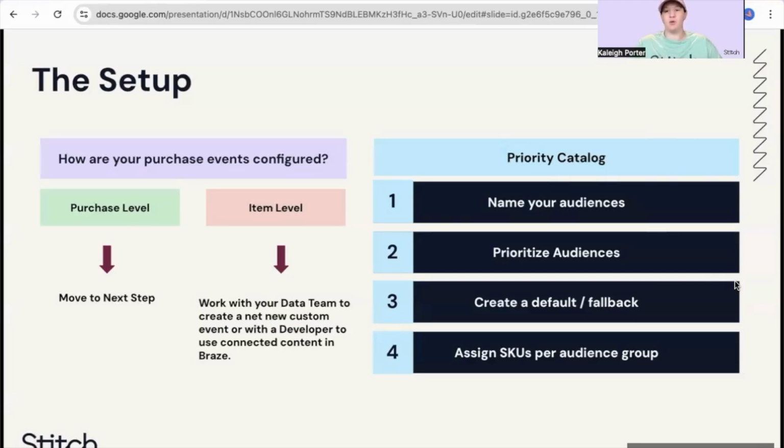Next, you'll create a priority catalog. We'll show this a little bit more in the demo in just a moment, but the priority catalog will have things like your name, how you're prioritizing them. I like to create a default or fallback, some sort of generic content for users who are purchasing products that don't fit into my prioritized product families. And then you need to know which SKUs are for each audience group.